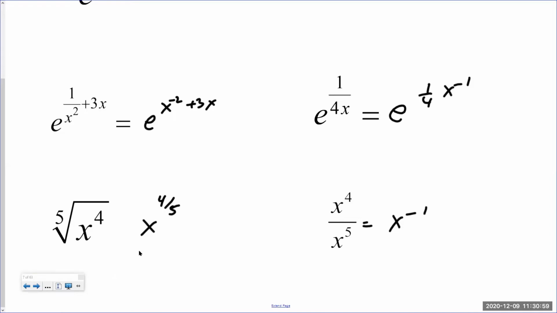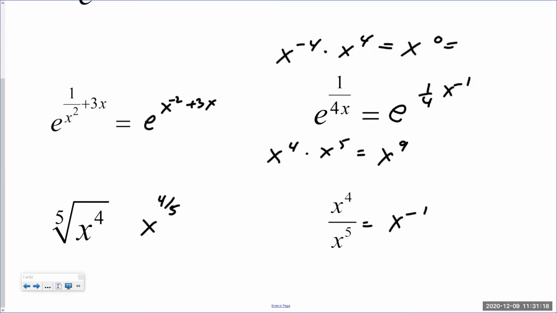Guys, what would you have if you had this? What's x to the fourth times x to the fifth, what would you have? Okay, what about this? What if I had x to the negative 4 times x to the 4? What would that mean? Oh, that was sharp. Okay, yeah, this is x to the 0, which is 1.